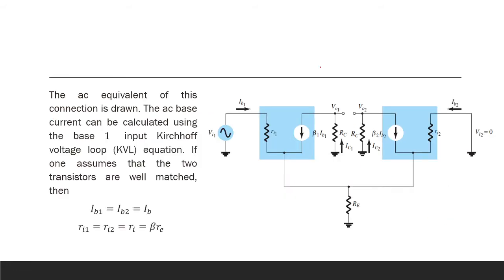Now, ito yung AC equivalent natin, tapos single-ended. Ito yung V in 1, V in 2 is grounded. So, 0 volts yan kasi nakadirekta siya sa ground. So, the AC base current can be calculated using the base 1 input Kirchhoff voltage loop equation. So, to calculate IB, maglo-loop lang tayo dito.